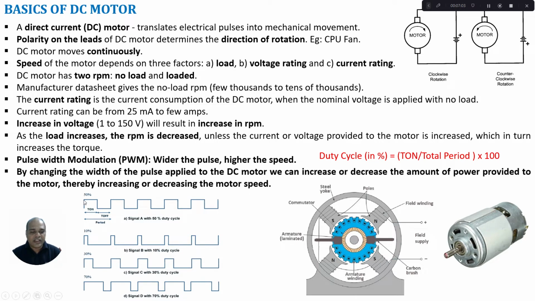So we say the first signal A is nothing but 50% duty cycle. Second, signal B is a 10% duty cycle. Signal C is a 30% duty cycle. And signal D is a 70% duty cycle.